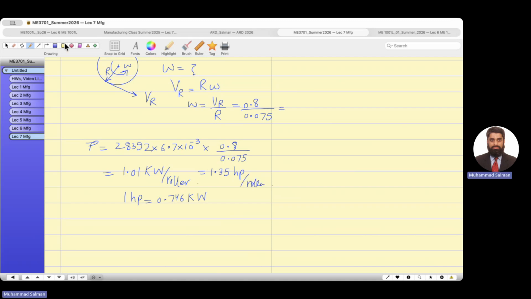Do you understand this question? Will you be able to solve this problem in your quiz? Yes. How much do you get? Let's see. What do you get?